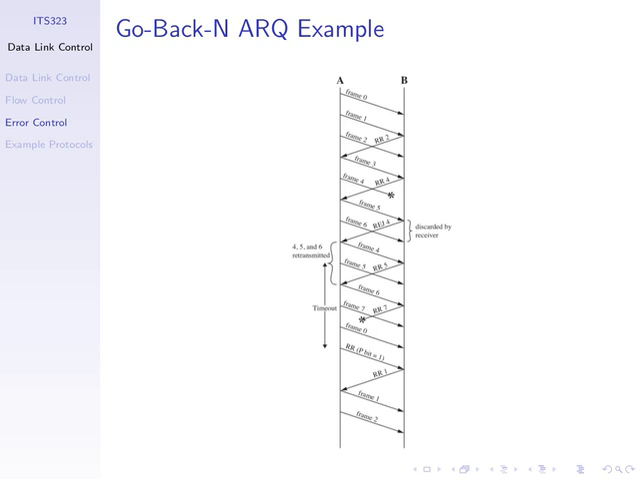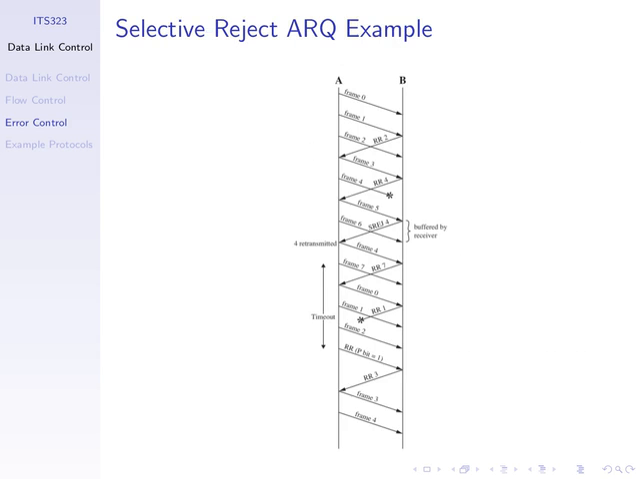In selective reject, we'll inform the source that there was an error. We will buffer subsequent frames, and the source will go back and retransmit that one frame and put them back into order. Frames 0, 1, 2, 3, 5, 6, and 4 are received, put them back in the right order, and then keep going. Everything's okay from then on. Seven, zero, and so on. The timeout and the ACK are the same as in go back N.